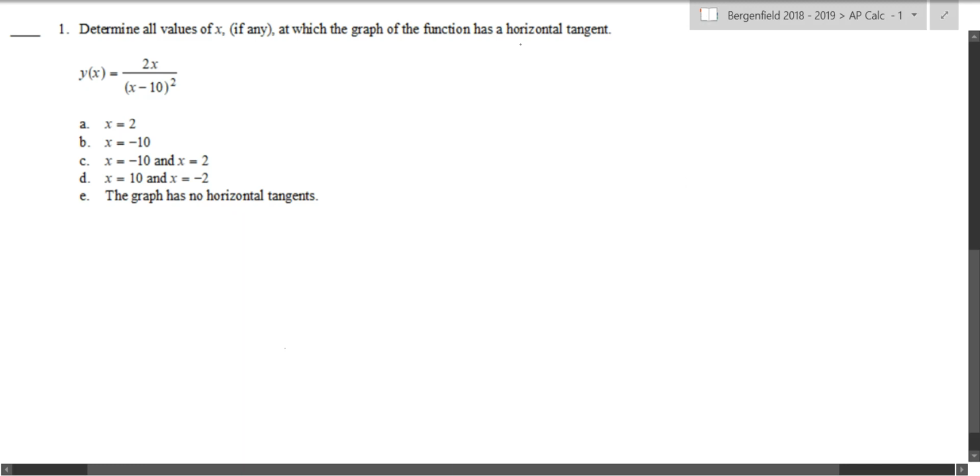Okay, this is a video about horizontal tangents. It says determine all values of x, so they want all the x values, if any, at which the function has a horizontal tangent. So the big idea here is that when someone asks us for a horizontal tangent, we have to take the derivative of the function and set it equal to 0.